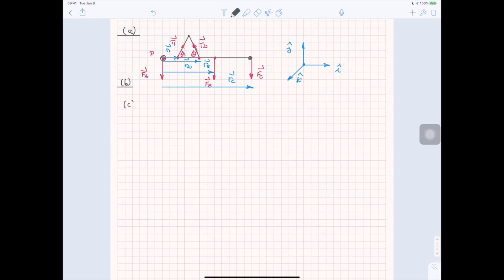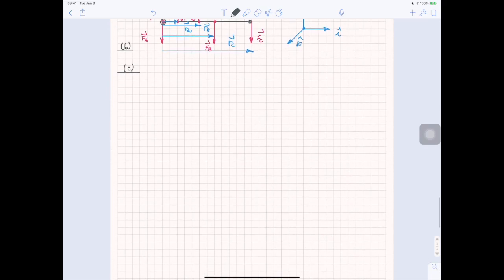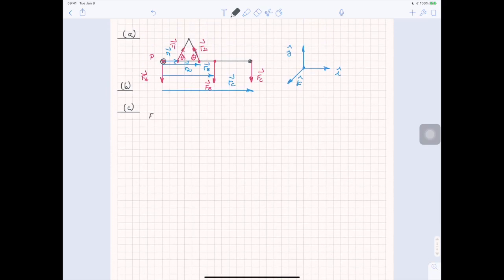And then let's formulate all of these vectors. So then we have FA, T1, T2, FB, and FC, together with R1, R2, RB, and RC. All right.